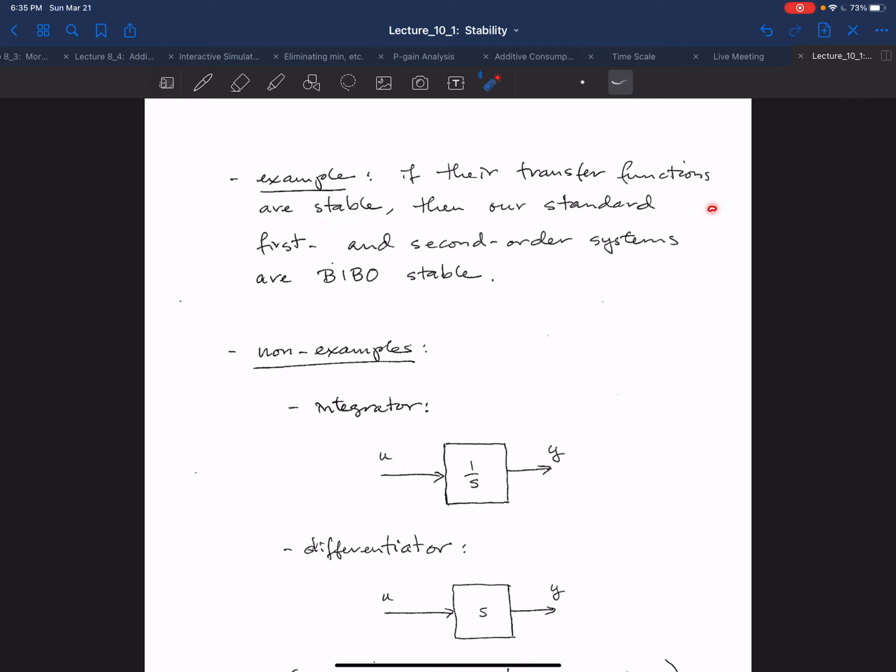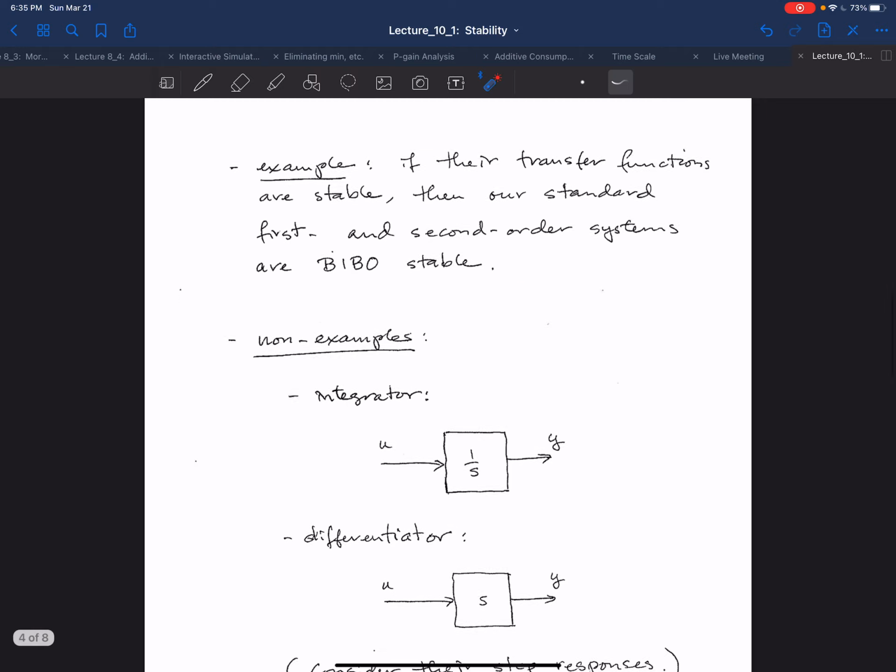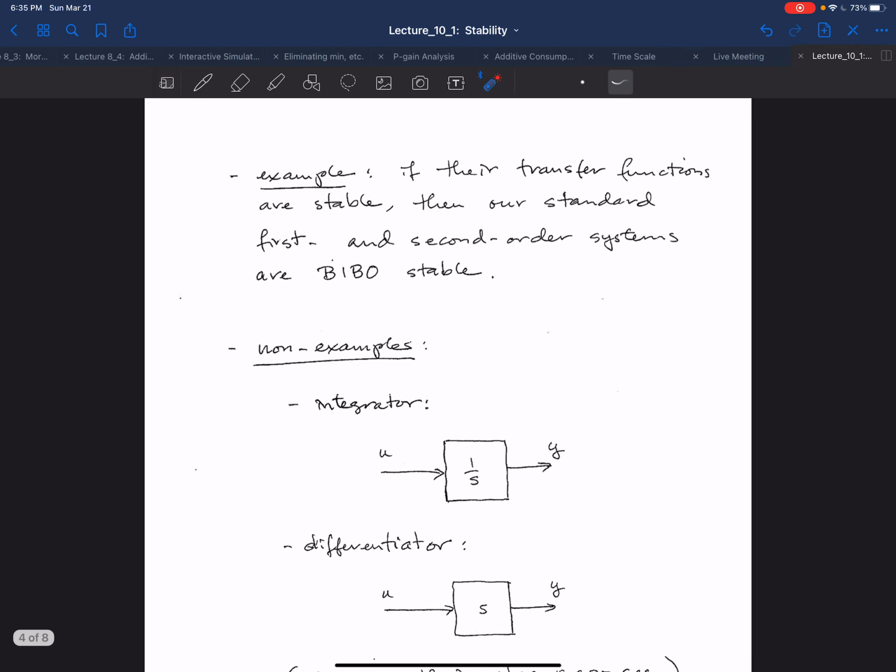So those were examples of stable transfer functions. It turns out, in fact, that those examples were also stable in the bounded input, bounded output sense. And we'll see why in a moment. In order to see why, it's useful to consider some non-examples, if you like. Some systems that are not bounded input, bounded output stable. And two handy examples are those of an integrator and a differentiator.